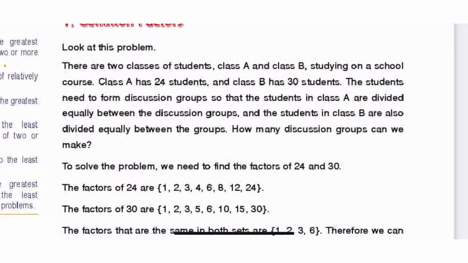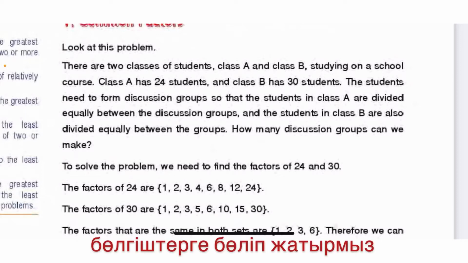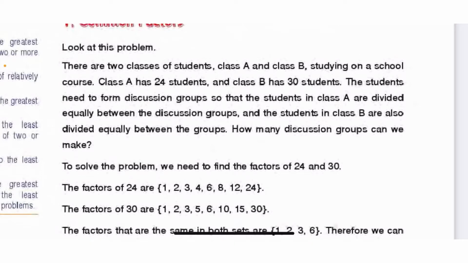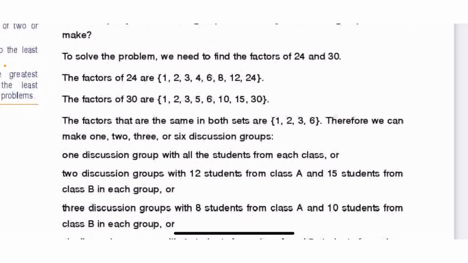So we use here factors of these two numbers, 24 and 30. As we studied in the previous lesson, we talked about factors, or we call them divisors otherwise. The factors of 24 are 1, 2, 3, 4, 6, 8, 12, and 24. If we count, 24 has 8 factors, right? And the factors of 30 are 1, 2, 3, 5, 6, 10, 15, 30. 30 also has 8 divisors.